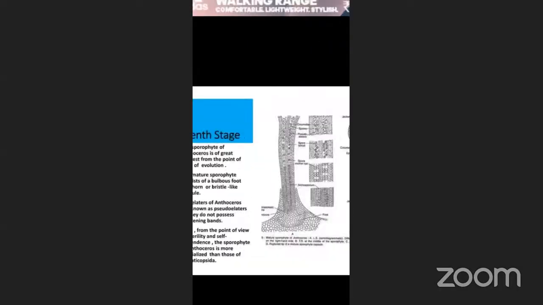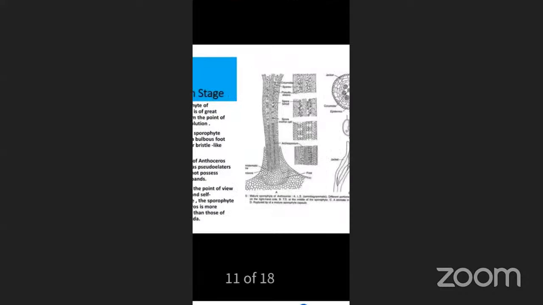So, Anthoceros. Here in Anthoceros sporophyte development, the two-celled embryo is converted into an eight-celled embryo. That means the two-celled embryo divides again to produce four cells, and those four cells divide again to form eight cells.